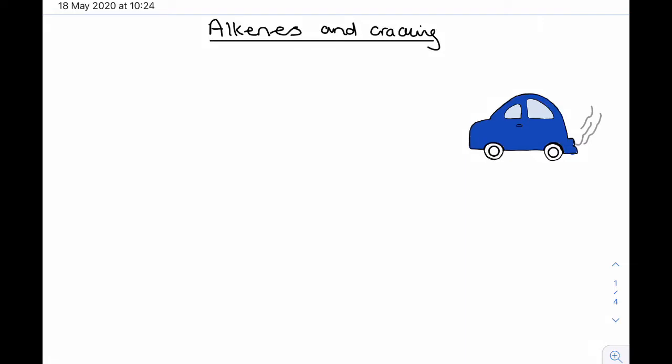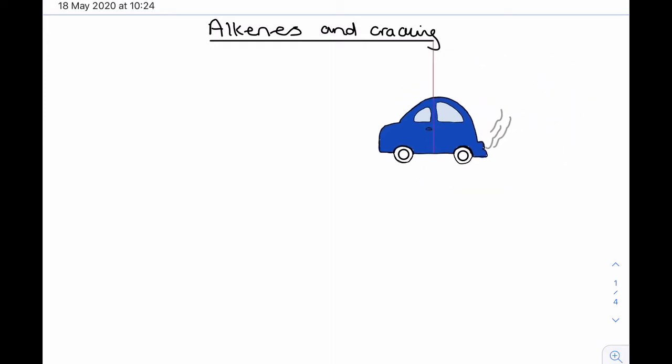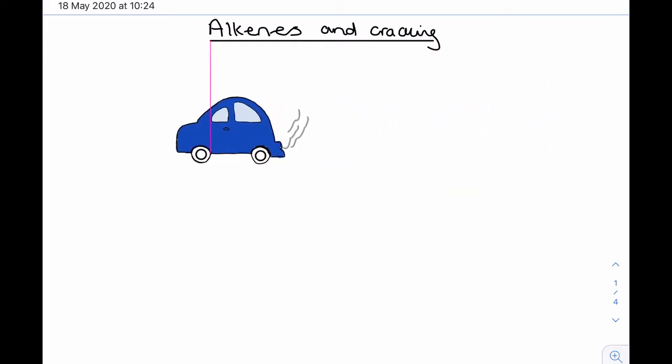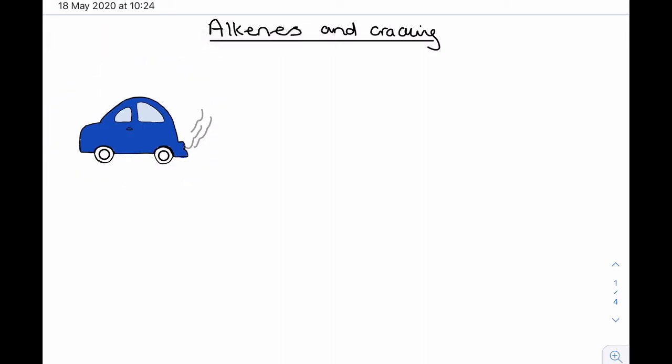Today's video is looking at alkenes and cracking, which sounds a bit interesting. We're going to start with this image on the screen of a car. For us to be able to get this car to move along the road, what you need is a fuel. So you need fuel for your cars to move. That's one use of fuel, but there are many uses of fuel.